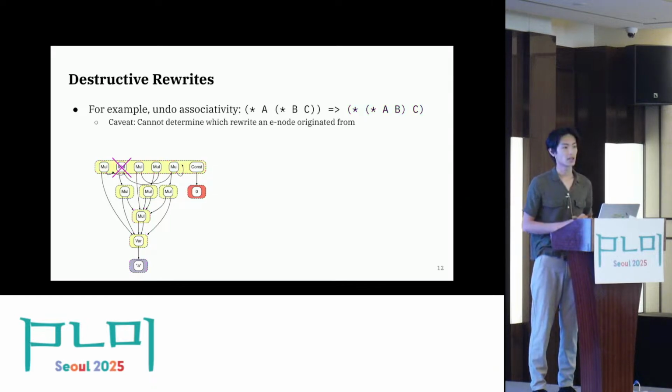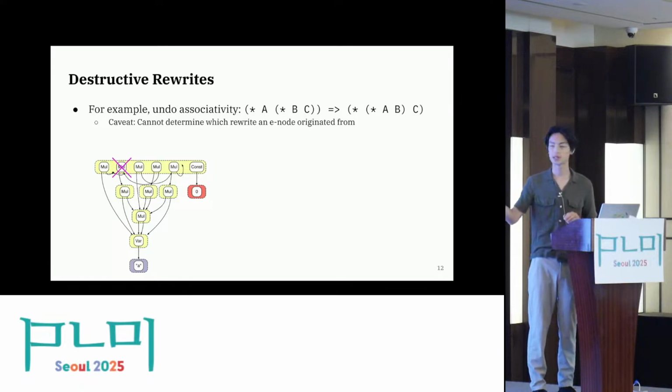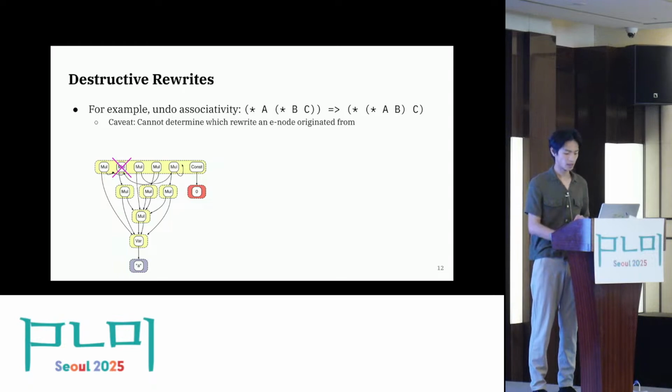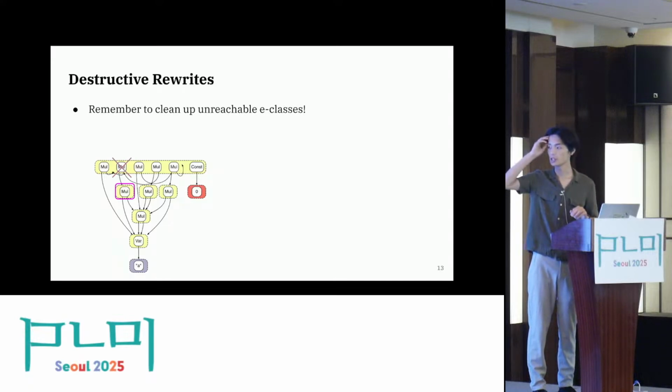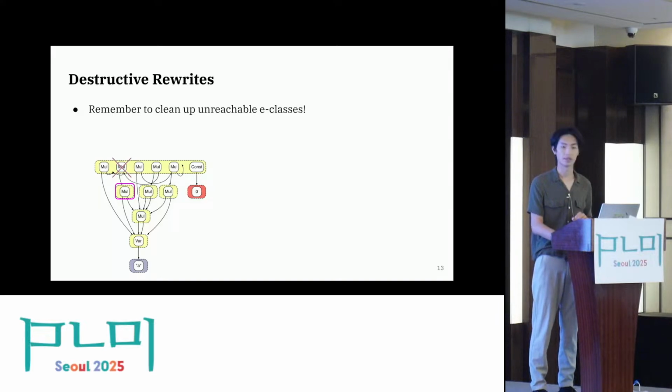One caveat is that the way eGraphs are currently implemented in EGG, you don't really know which rewrite an e-node came from. So even if that e-node was added by a different rewrite, we're still going to remove it because it matches the right-hand side. That's a caveat to keep in mind, and I'll discuss that limitation more later. And once you remove your e-node, you want to be careful to clean up your unreachable e-classes. In this example, that multiplication e-node is the only pointer to the e-class that's boxed in pink, so we're going to want to make sure to clean that one up.